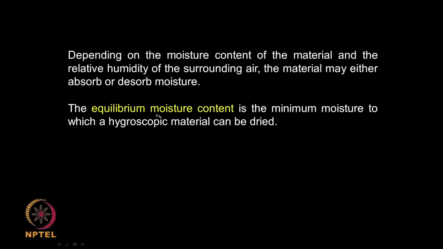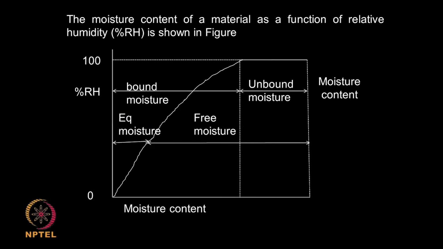Okay. So, then you have the equilibrium moisture content, that is the moisture content which the material will hold at a given relative humidity. So, at a given relative humidity, we cannot bring the amount of moisture below that equilibrium moisture content. Okay. So, if you look at the graph between moisture content on the x axis and the relative humidity on the y axis. Okay. So, as the moisture content increases, the relative humidity increases.